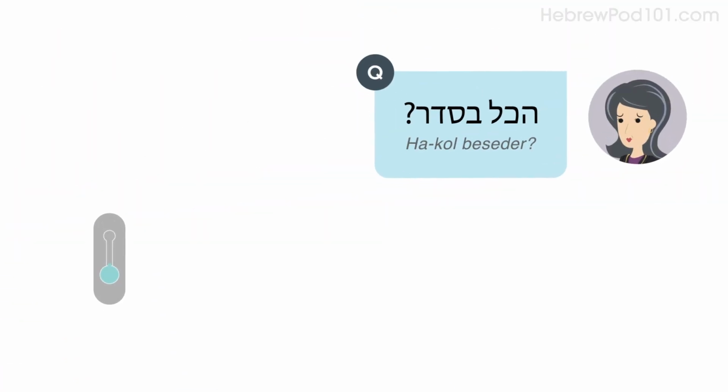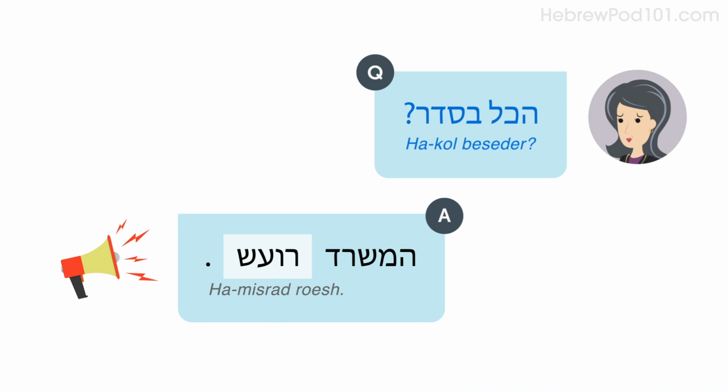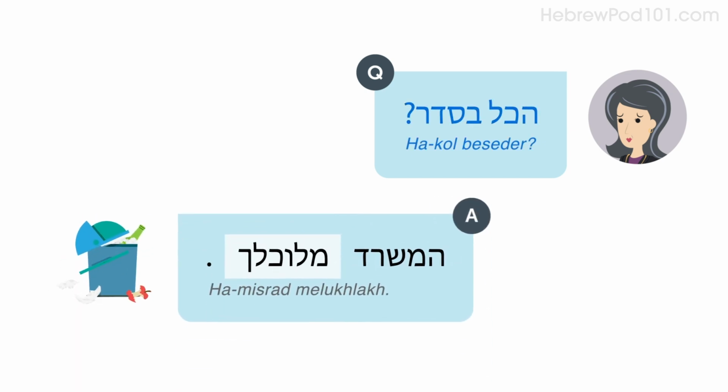Let's look at some examples. Listen and repeat or speak along with the native speakers. הכל בסדר? המשרד קר. הכל בסדר? המשרד רועש. הכל בסדר? המשרד מלוכלך.